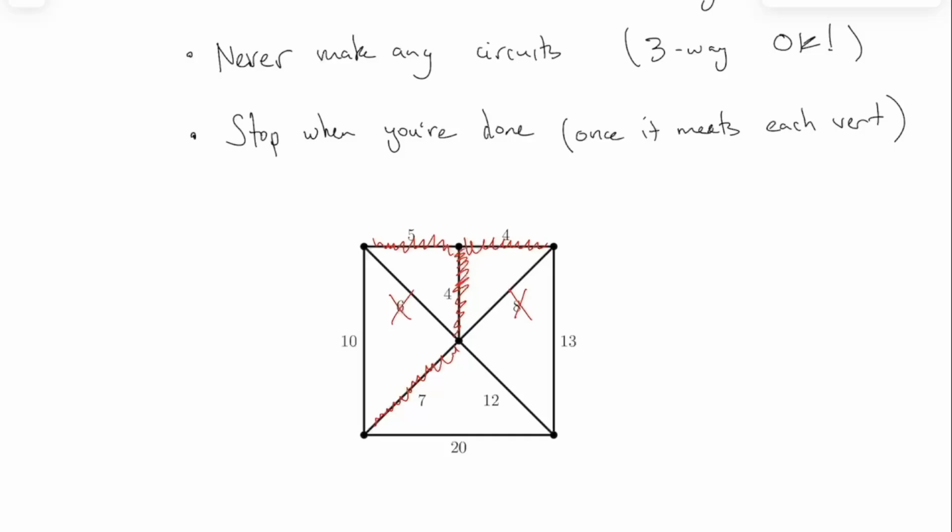What's next? The next number will be 10. Can I use the 10 there? The 10 is over here. I say no. That makes this trapezoid-like subcircuit, this 4-sided thing. So the 10 is not allowed. Next I see a 12. Can I use the 12 there? I believe the 12 is allowed here, going down this diagonal.